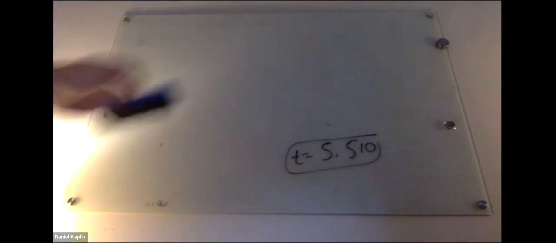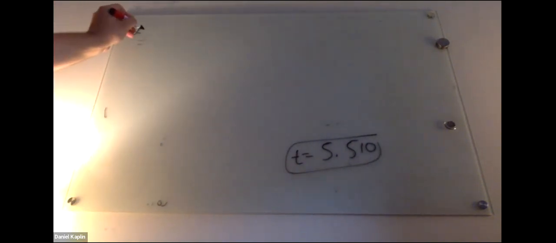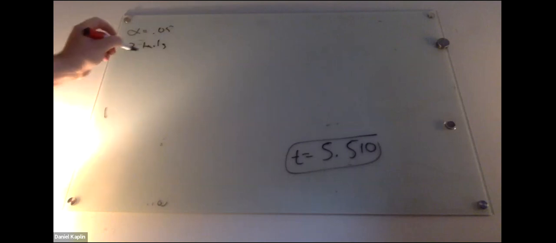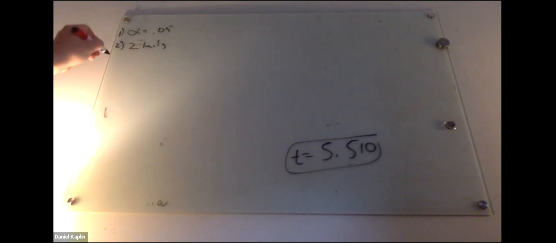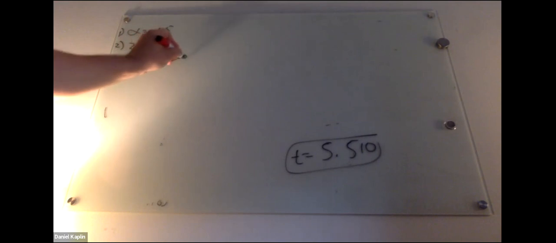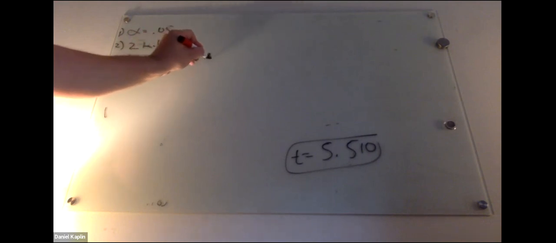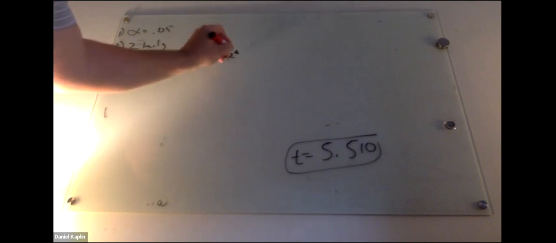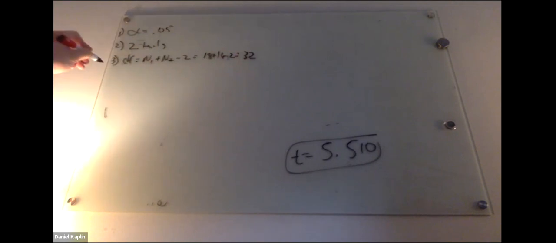All right. So the first thing we have is our alpha, 0.05. We have 2 tails. We have our degrees of freedom. Remember how we calculated that? So degrees of freedom for an independent samples t-test is N1 plus N2 minus 2. So that was 18 plus 16 minus 2, which is 32 degrees of freedom.